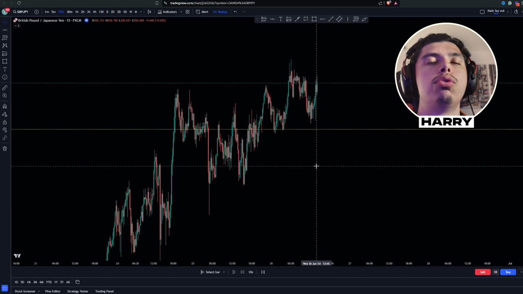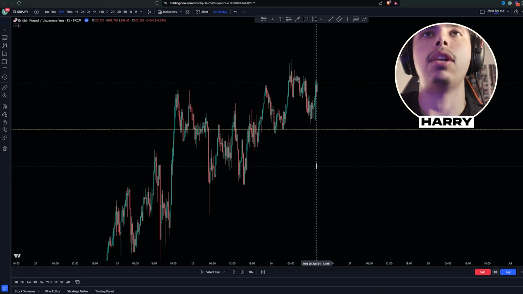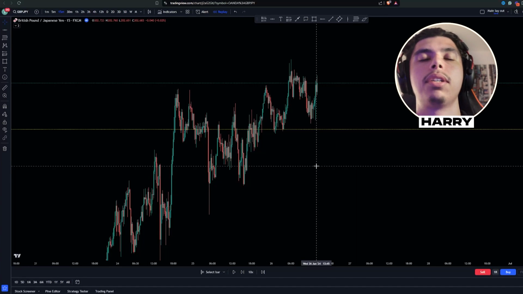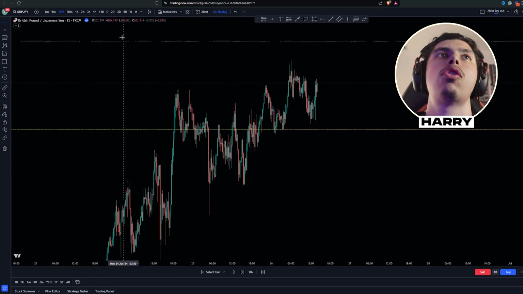So how are we going to use my support and resistance strategy, and how are we going to trade? I know it's not as simple as one step here, but a lot of you guys look at this market.